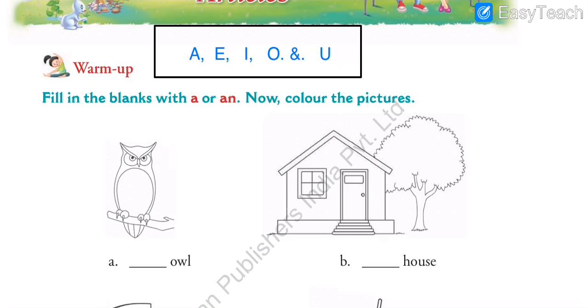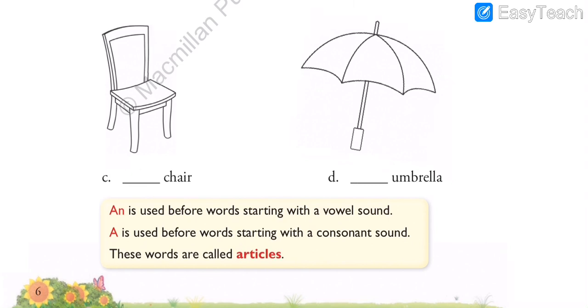So now you might be puzzled why sir is asking you to repeat this, right? So students, let me tell you that these five alphabets are called vowels, right? As you have observed here, N is used before the words starting with a vowel sound, right?